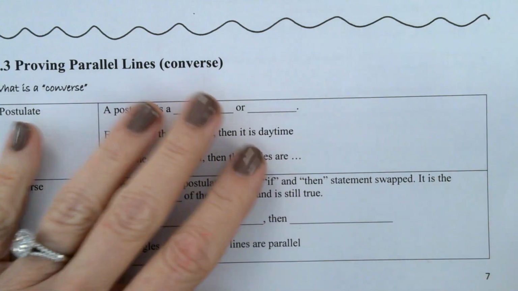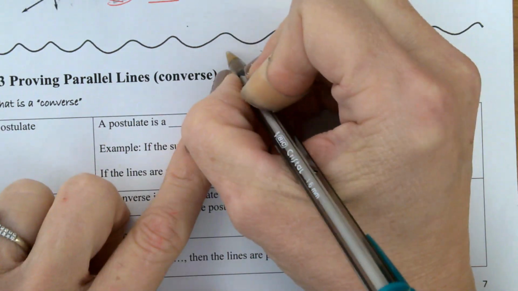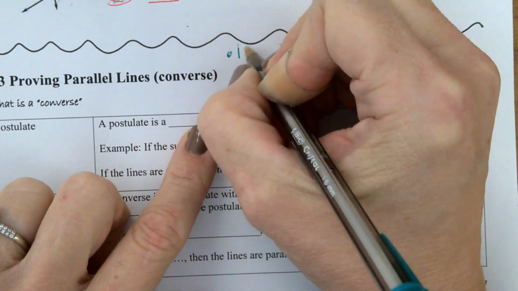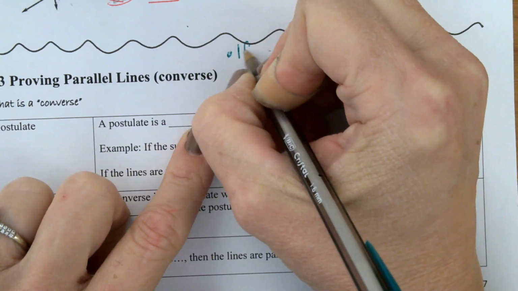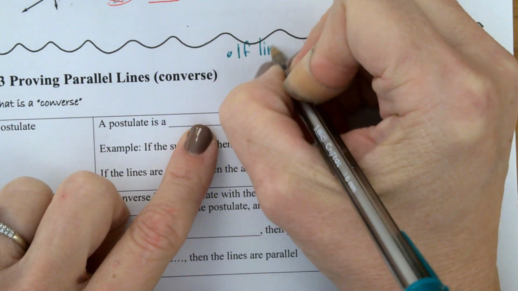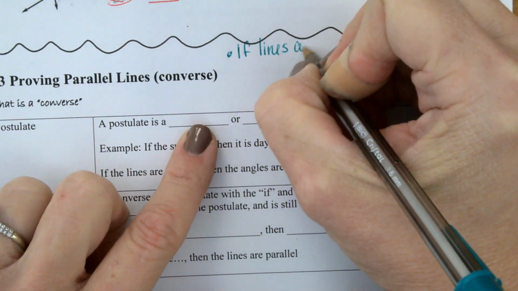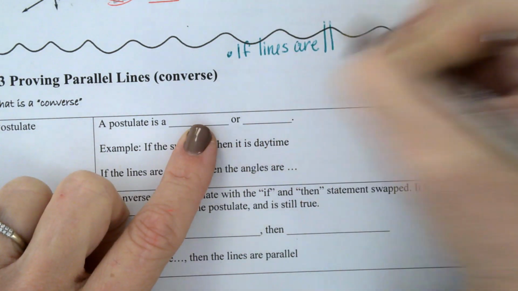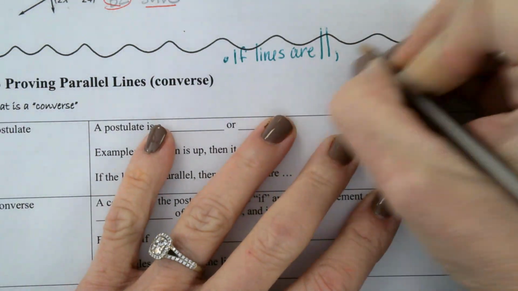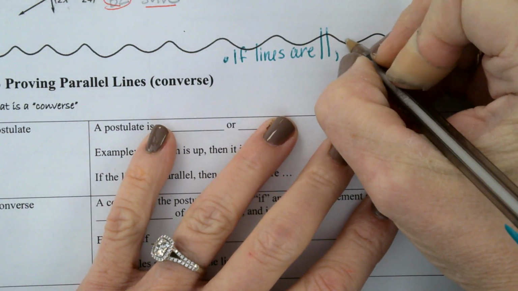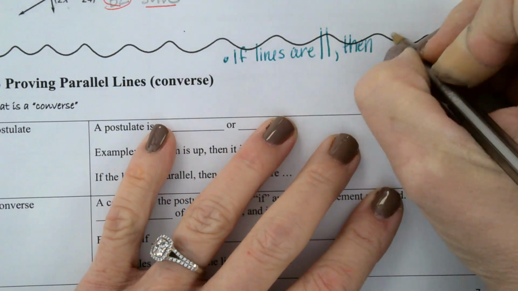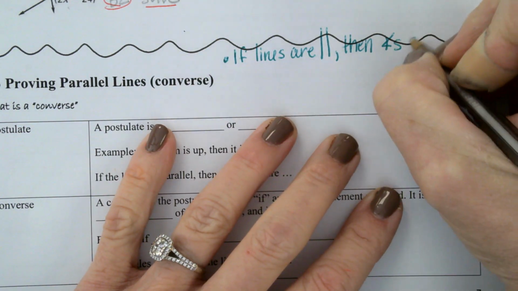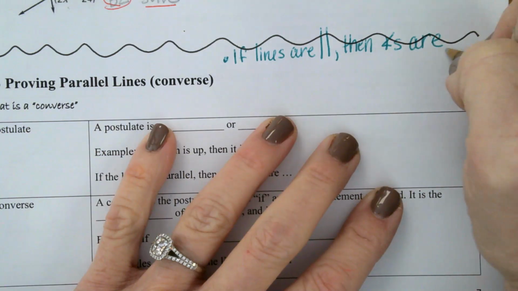All right. I want you to write this up here. Okay. If lines are parallel, then angles are, and you have a blank.